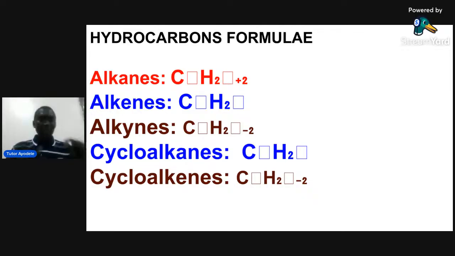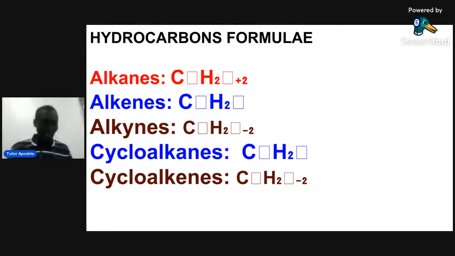Just take note of the formula for alkanes alone. You can bring out your pen and write all these things down. They are very compulsory. So take note of the formula for alkanes alone to be CnH2n plus 2. So now I want to derive the formula of alkenes from alkanes, the formula for alkynes from alkanes, the formula for cycloalkanes from alkanes, and the formula for cycloalkenes from alkanes. Okay?